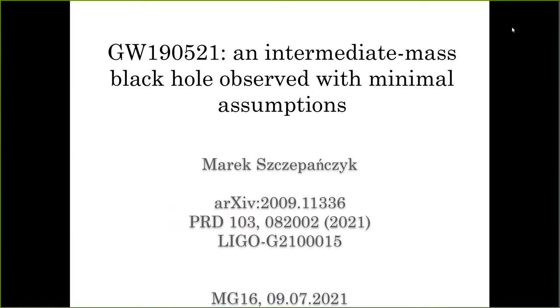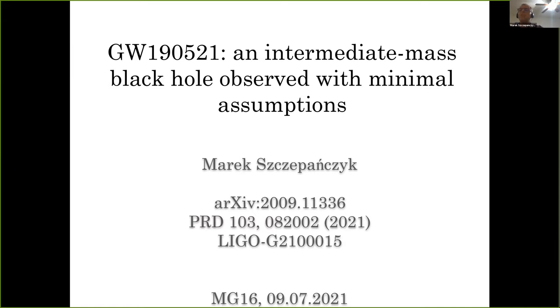So, okay, let me start. I'm a postdoc at University of Florida, and I'm involved in LIGO for many years now, and I was in charge of the online coherent web-based analysis in O3 together with my colleague. And I will say more about coherent web-based later, and probably Francesco already covered, but I will give a reminder.